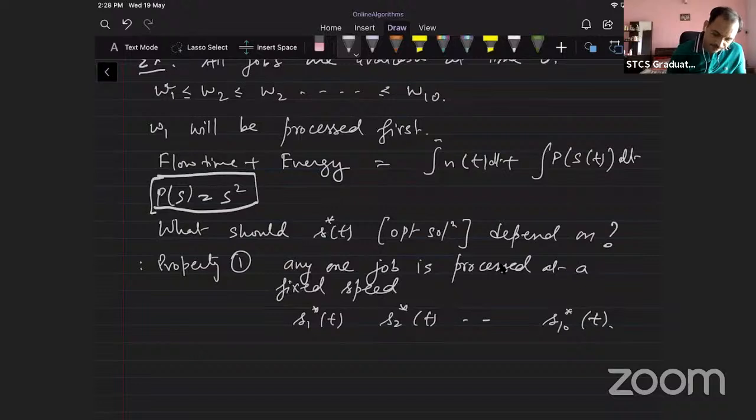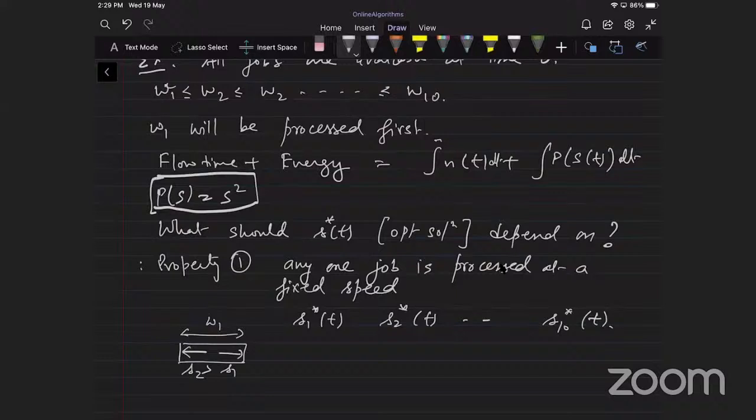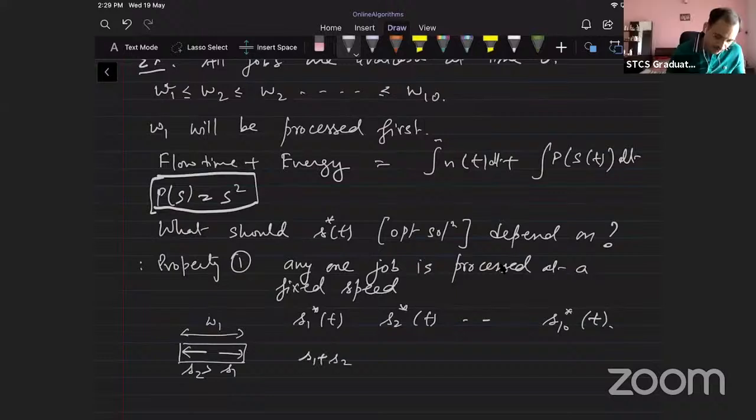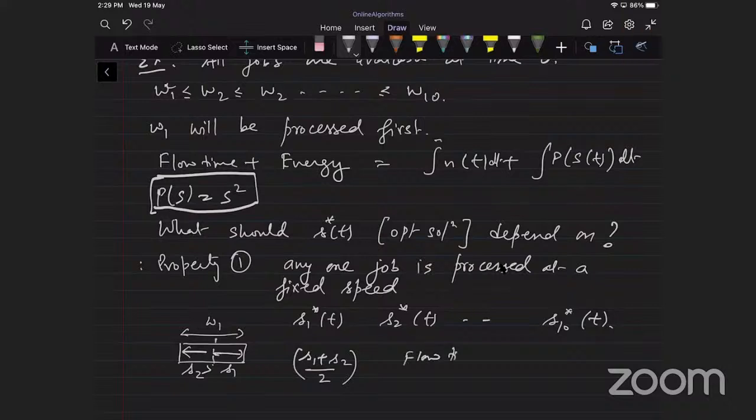Is that okay? Praveen? Not very clear, sir. Okay, so let's say this is my job of size 1. For a certain time, I ran at speed S1. In a certain time, I ran at speed S2, where S2 was larger than S1. Now I can take the linear average, S1 plus S2 by 2. Let's say this is half and half. So now the flow time does not change.